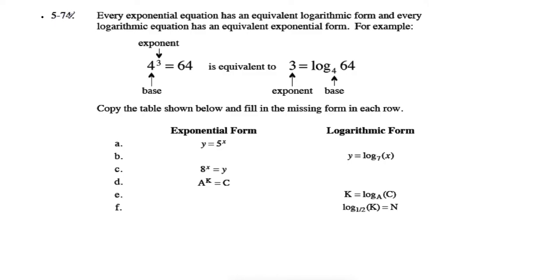All right, problem 5-74. Every exponential equation has an equivalent logarithmic form, and every logarithmic equation has an equivalent exponential form. For example, we have 4 to the third power, where 4 is our base and 3 is our exponent, equal to 64. They say this is equivalent to 3 equals log base 4 of 64. Pay attention to where these things exist in each of these expressions, because they are the same parts and pieces just written in different forms.